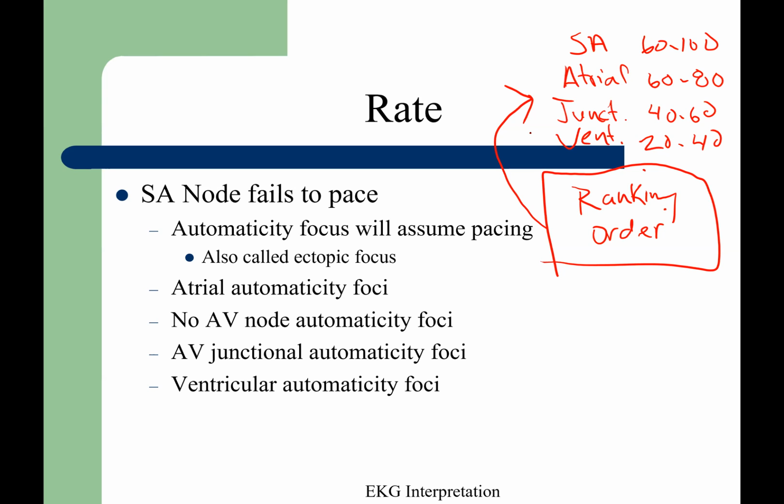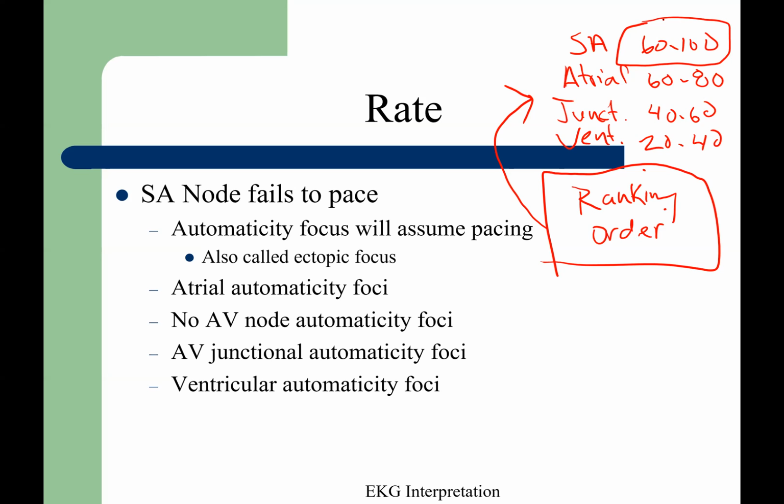The sinus node always is going to have priority to pace the heart. Why? Because it has the most variation at which it can pace, and it can pace at the highest rate, 60 to 100. That's great. Okay, that's what we're looking for.